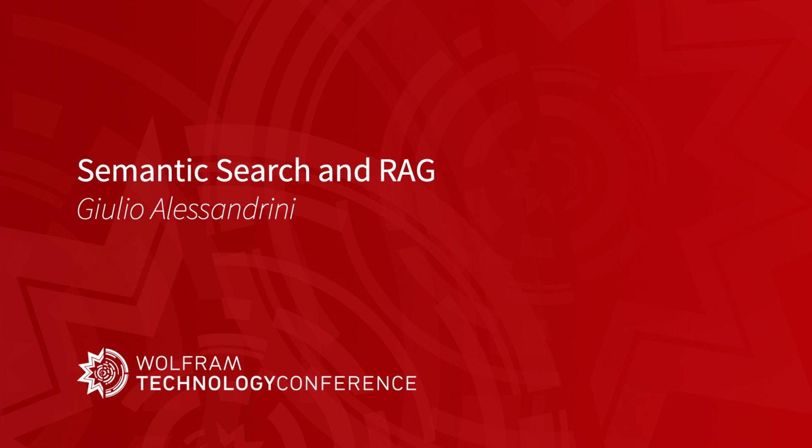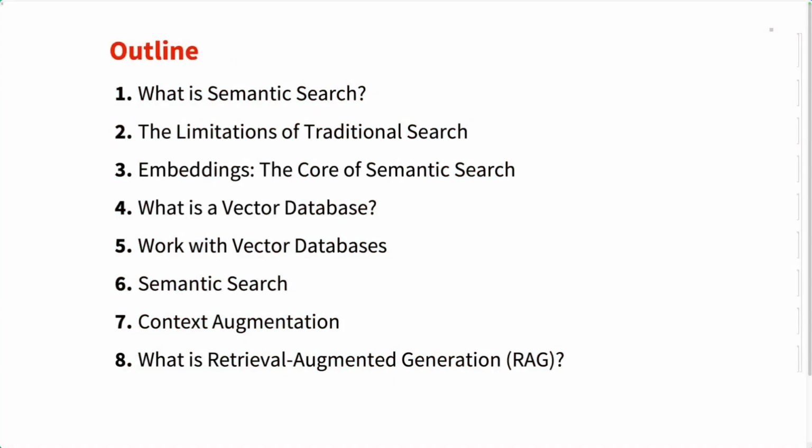Let's have a look at the topics that we're going to cover in this presentation. I'm going to start pretty broadly, talking about what is semantic search and how it relates with traditional search, how it overcomes part of the limitations of traditional search. And also maybe what are the limitations of semantic search.